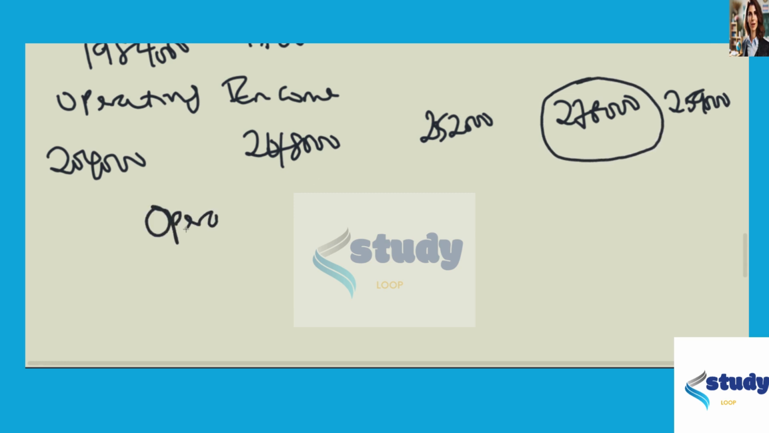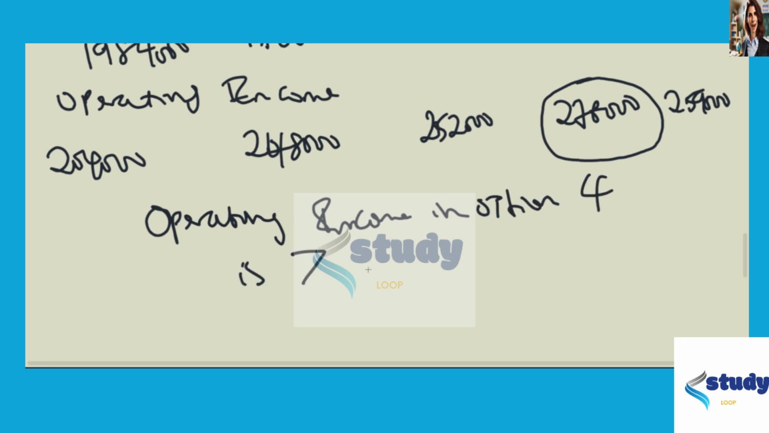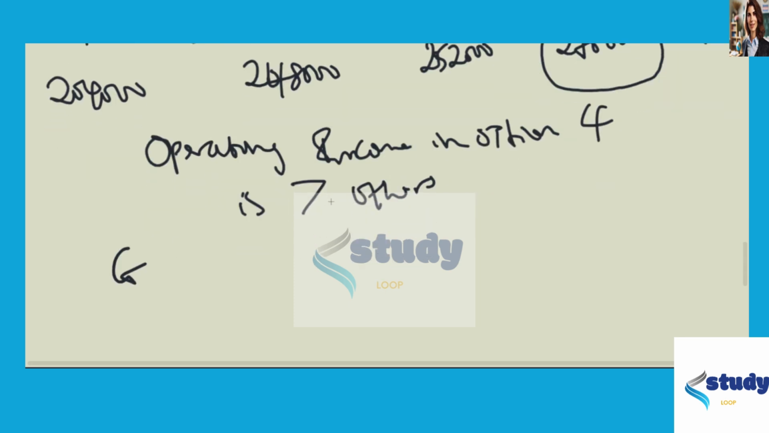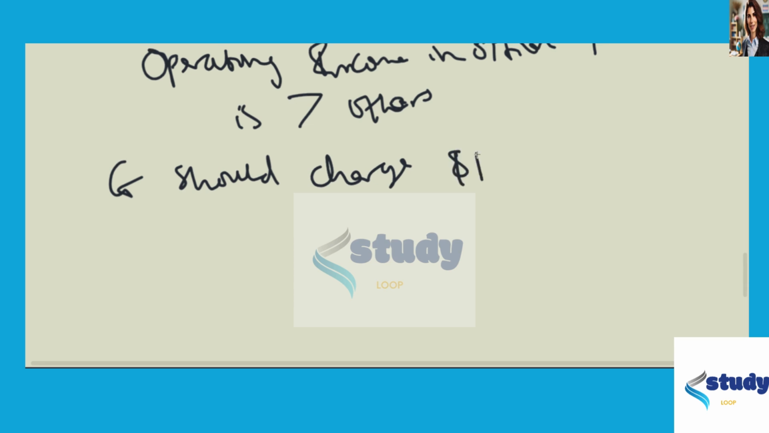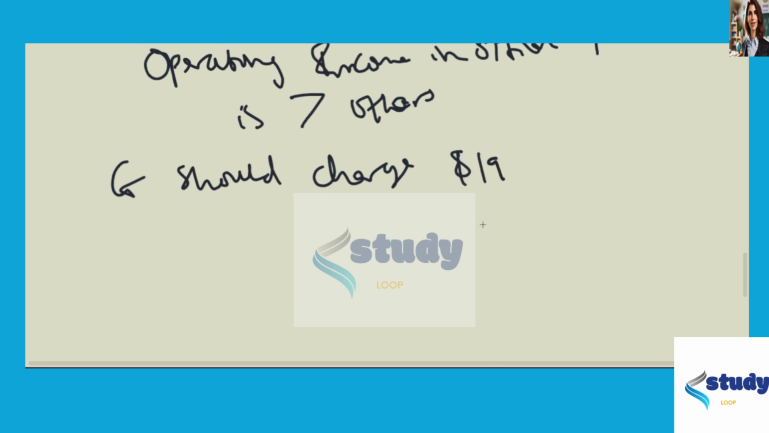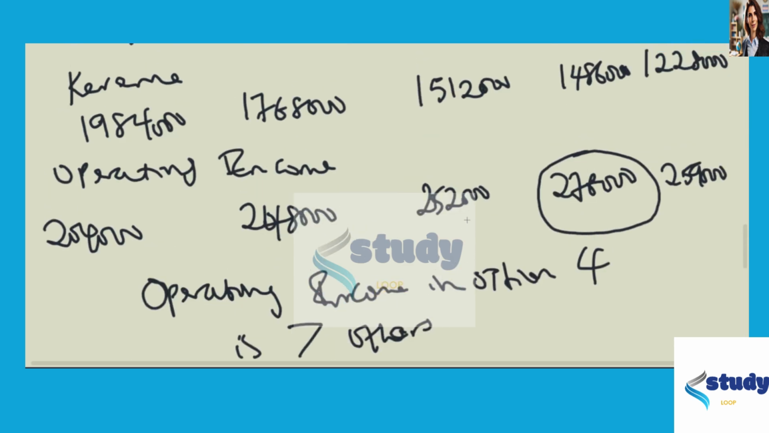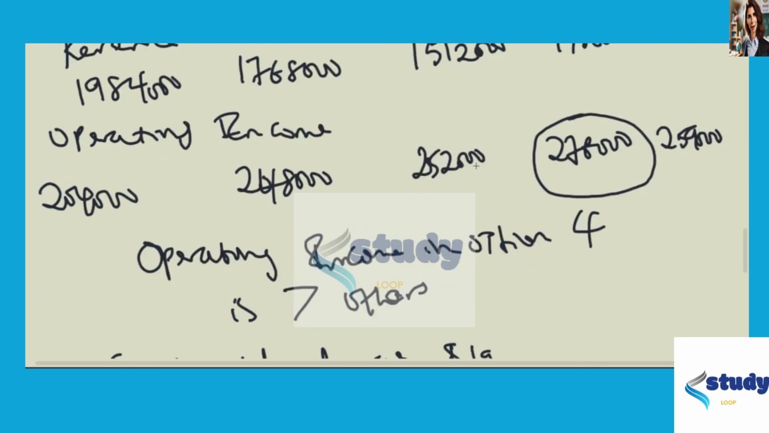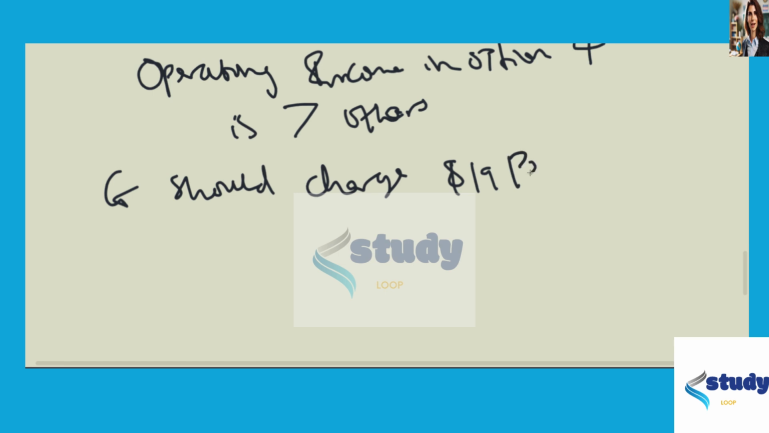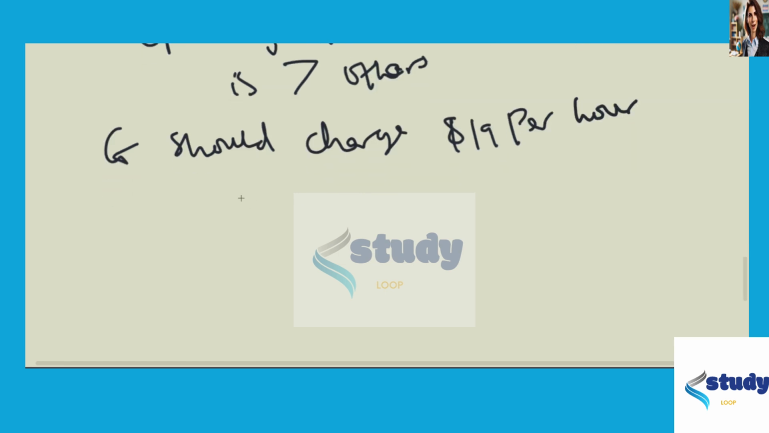So the operating income in option 4 is greater than the others. So the company should charge $19 per hour, because that is the labor cost per hour for option 4. It should charge $19 per hour to maximize its income.